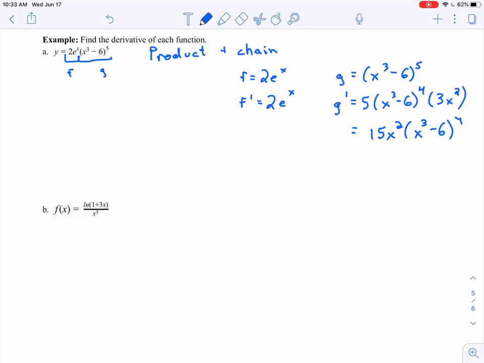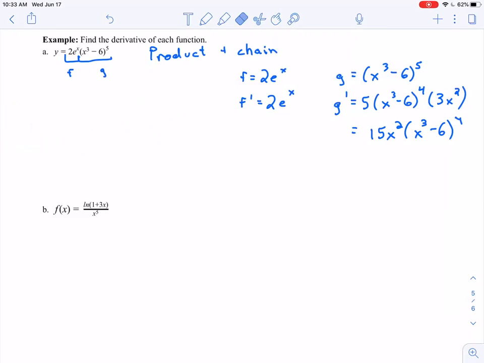So I'm setting it up to use my product rule. I haven't really applied it yet, but I've done the necessary setup. When I go to apply it, I know it says f prime times g plus f times g prime. And I have f prime, I have g prime. I've done all of the heavy lifting in advance, so now I just need to take what I found and plug it into this formula.